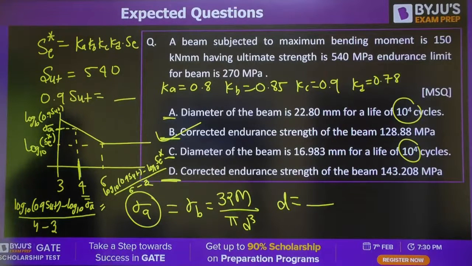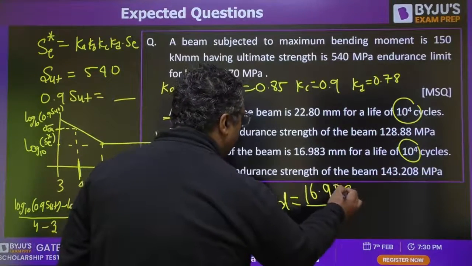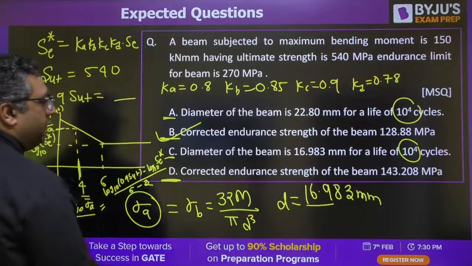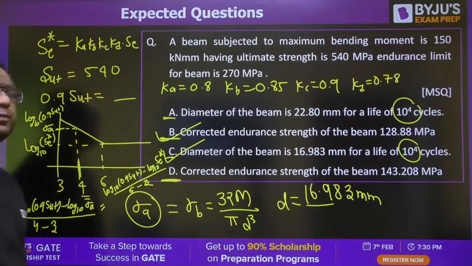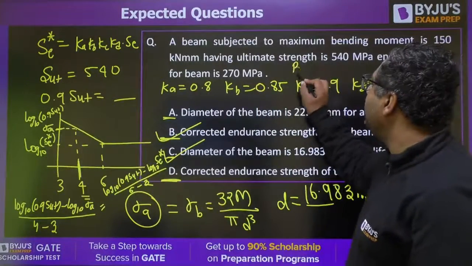Okay, आंसर आ चुका है. Answer is 16.983. So option is going to be C. So answer for this question is B and C.